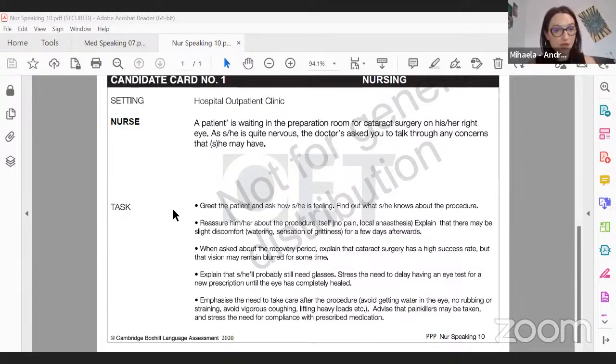I would suggest that once you quickly go through the task, you create a little structure of the conversation in your mind, but you don't have to remember the task by heart because you will have the paper in front of you at all times. So when you speak to your patient, you will look at your task, okay?